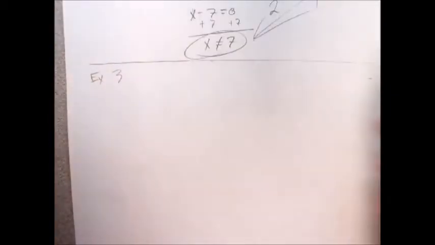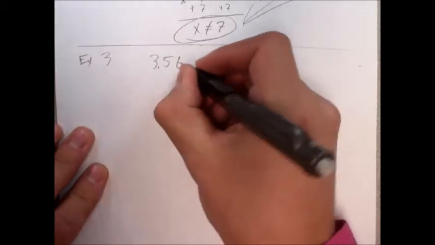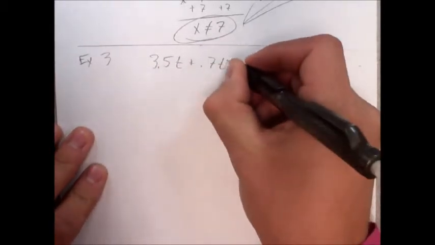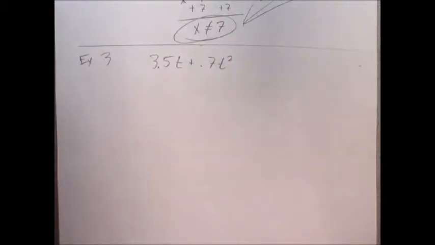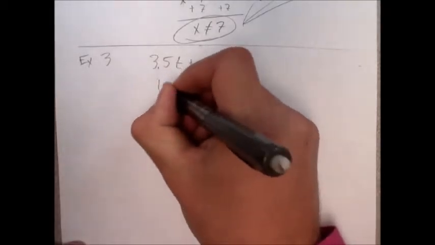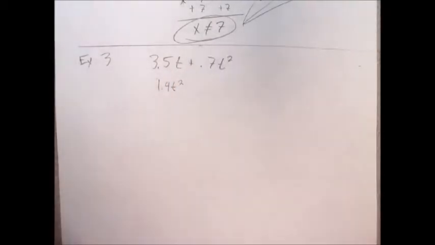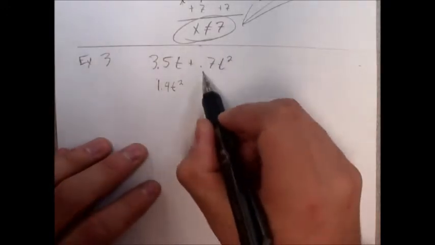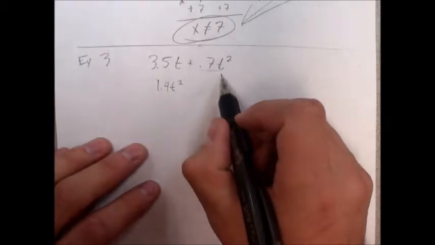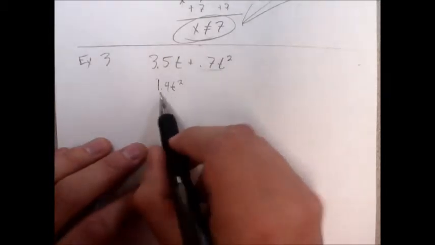Example 3 says the expression 3.5t plus 0.7t squared, I really wish they'd write this in standard form, represents the distance a moving object travels through time, and they let t be time. The expression 1.4t squared represents the distance the same object moves from rest with twice the acceleration. So it gives you all of this stuff. And then it says, this was your original acceleration right here, 0.7t squared. This is your twice the acceleration, 1.4t squared.